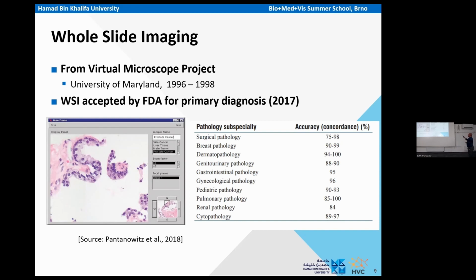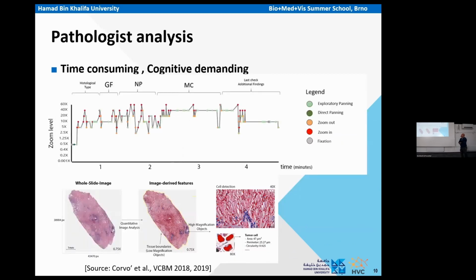As you can see in this table, there is an overview for the different subspecialties of the concordance, in terms of accuracy in diagnosis, between the standard way of performing analysis of microscopic images and the digital way. As you can see, in most cases we are close to 100% or at least over 90%. So it seems that the world is evolving to use digital technologies for managing slides and diagnosis. And so what are we getting after? We will see in the next slides.